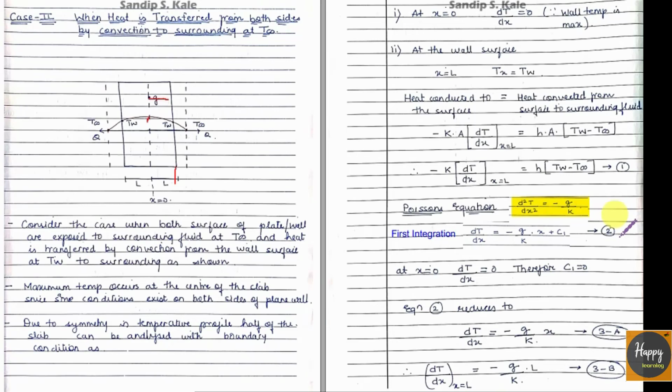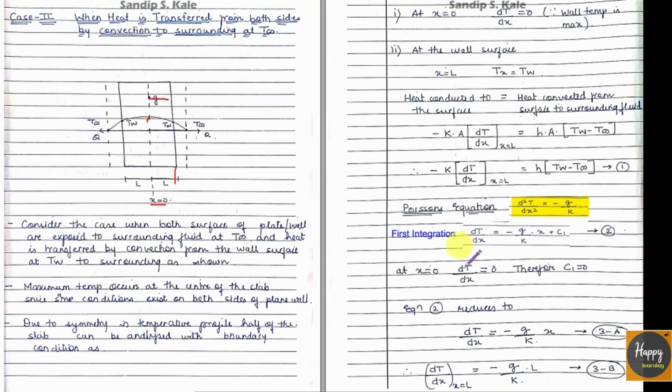Now what we will do? We will apply the boundary conditions. So at x is equal to 0, what is this dT by dx? That is the change of temperature with respect to x, that is equal to 0. Why? Because we have already seen that this is the maximum temperature occurring at the center. So dT by dx is equal to 0.